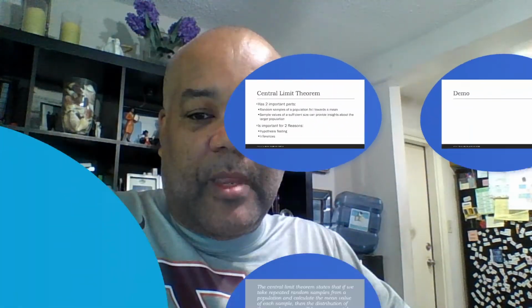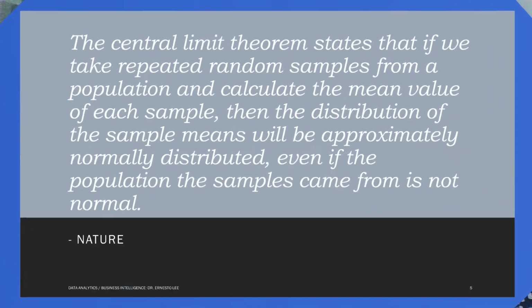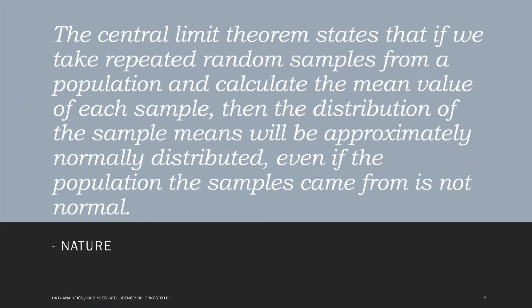Okay, so here's the thing. Let's go back to the two parts of central limit theorem. The first part says central limit theorem states that if we take a repeated random sample from a population and calculate the average of each sample, then the distribution of those sample averages will be approximately normally distributed, even if the population the samples came from is not normal. So let's talk about what that means.